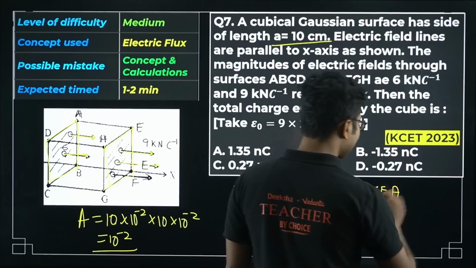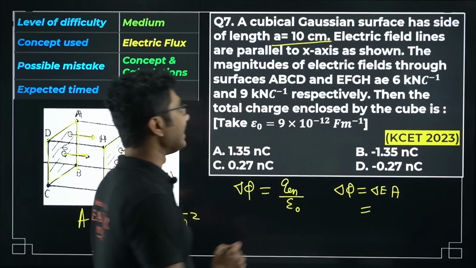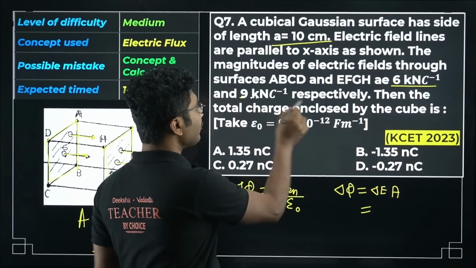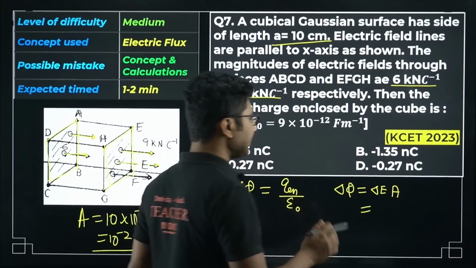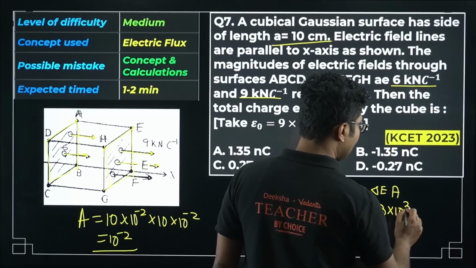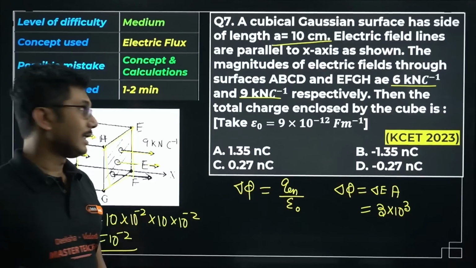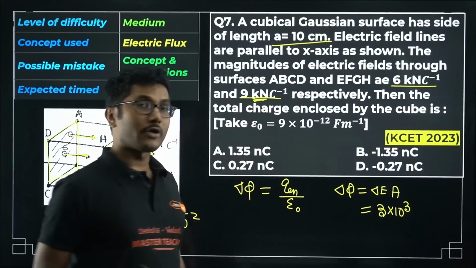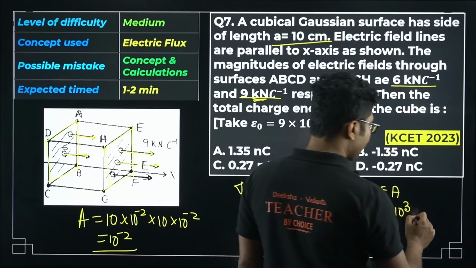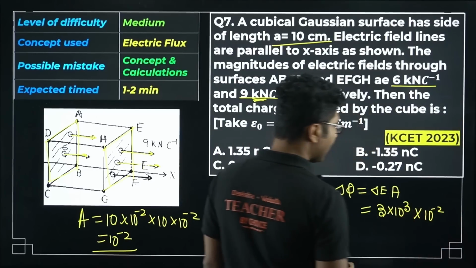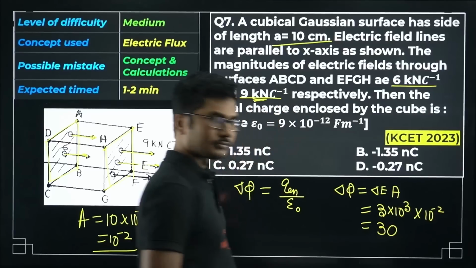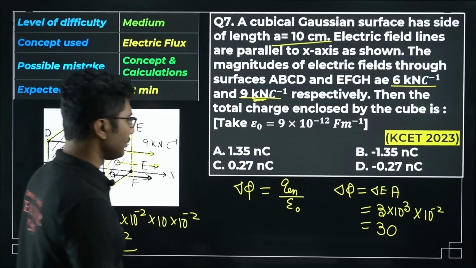So what is the flux change? Flux change is electric field change. What is the delta E? See, 6 kilonewton per coulomb is coming in and 9 kilonewton per coulomb is leaving. So the change in the electric field is 3 kilonewton per coulomb. Now kilo means 10 to the power of 3. So 3 into 10 to the power of 3 into area 10 to the power of minus 2. So you get that the change in flux is 30. Change in flux is 30.